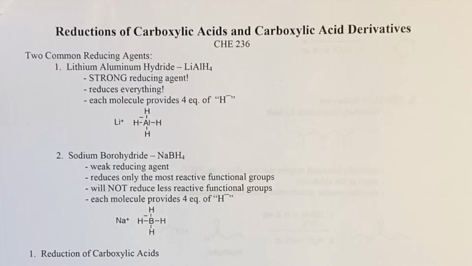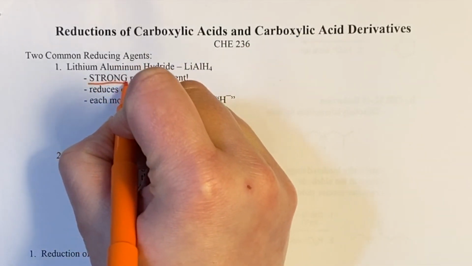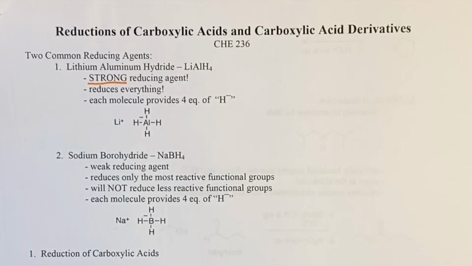Now, lithium aluminum hydride is the first reagent that we're going to talk about, and this is our strong reducing agent. That means that lithium aluminum hydride will reduce everything. It will reduce the most reactive compounds to the most unreactive compounds. Everything gets reduced by lithium aluminum hydride.